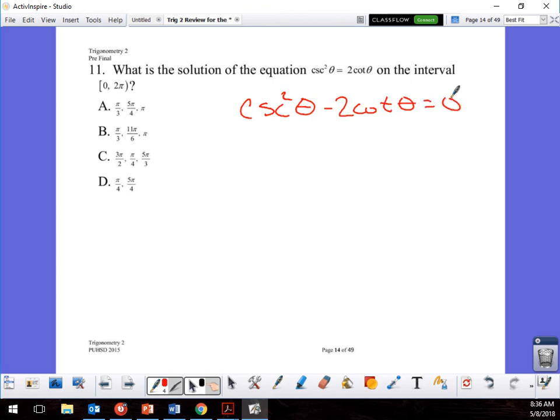Now, what does it mean about my interval this time? It says 0 to 2 pi. What does that mean? Your answer is going to be a radian. Does that change anything that I'm doing? No. It doesn't. Because you're using the calculator, you have to do it like this every time. You have to do it in a degree. And when you get your degree answer, you convert that back to radian. So, let's go ahead and do that.